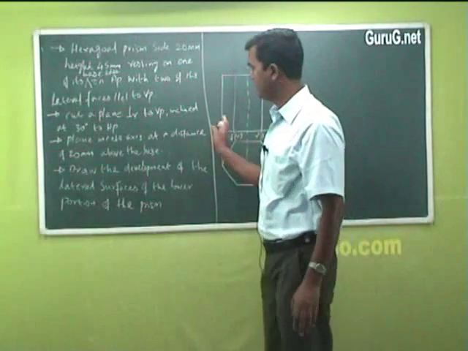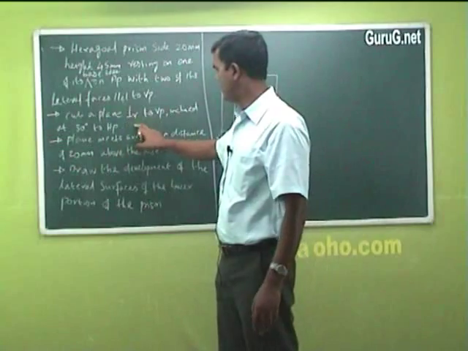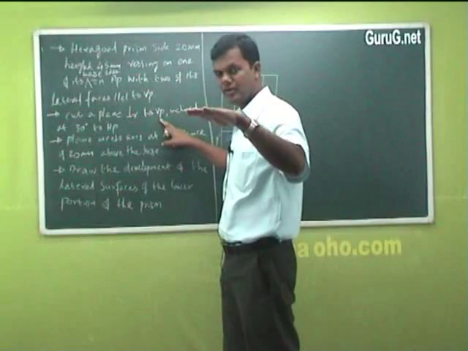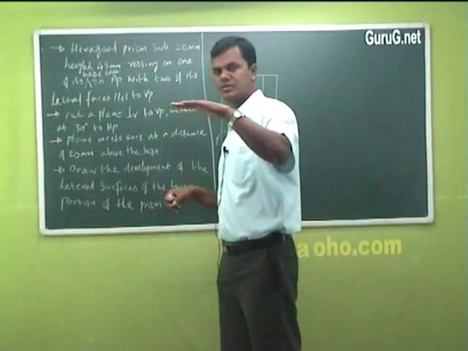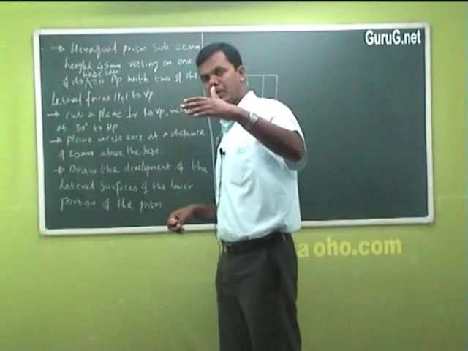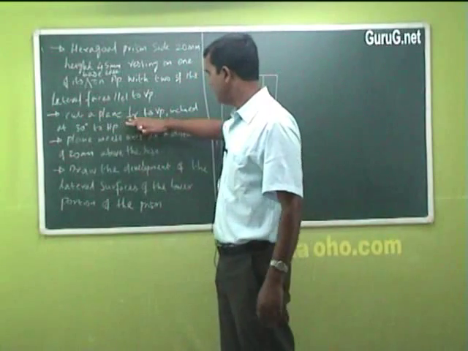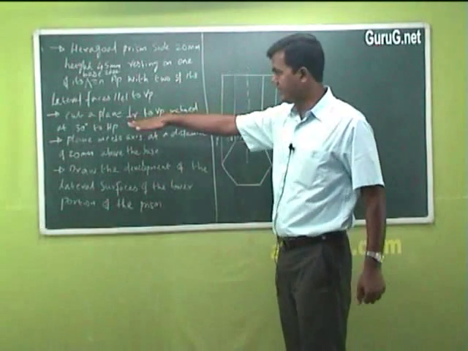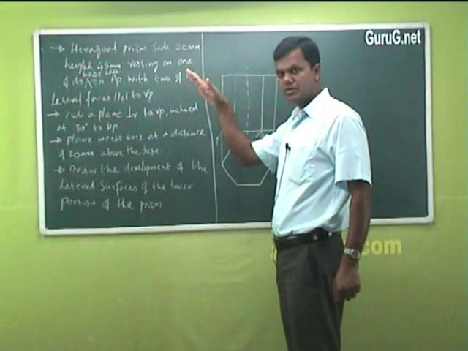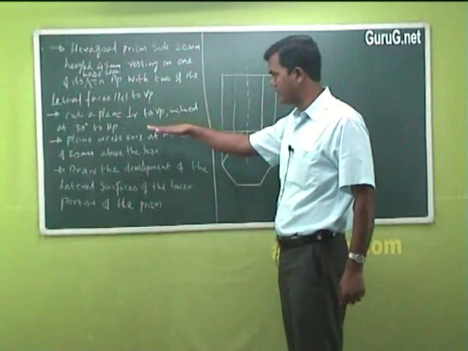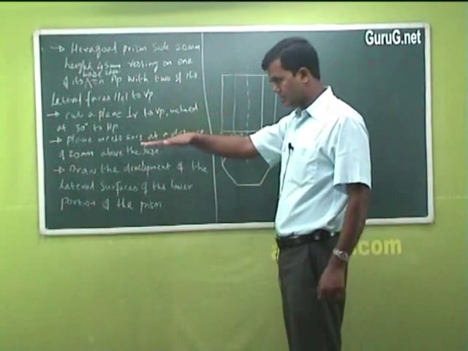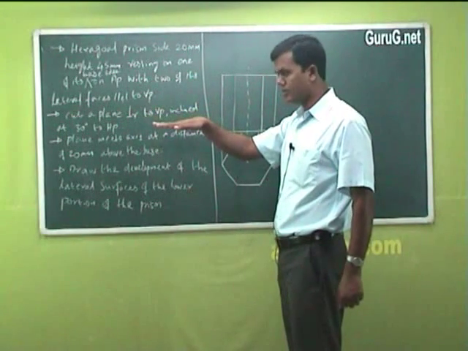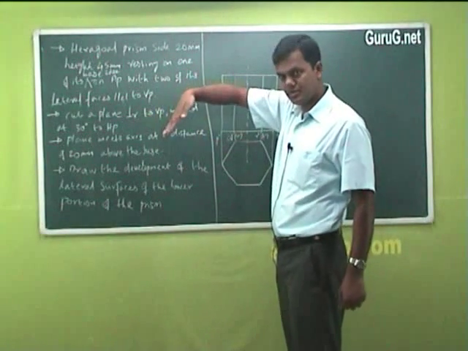Then it is cut by a plane perpendicular to VP. We have studied sections of solids. You know what a cutting plane means. The section plane we have to keep perpendicular, parallel or inclined depending on the question. It is cut by a plane perpendicular to VP, inclined at 30 degrees to HP. How to incline? This is HP, and HP will always be drawn on VP. So it is cut by a plane perpendicular to VP like this, and inclined 30 degrees to HP.